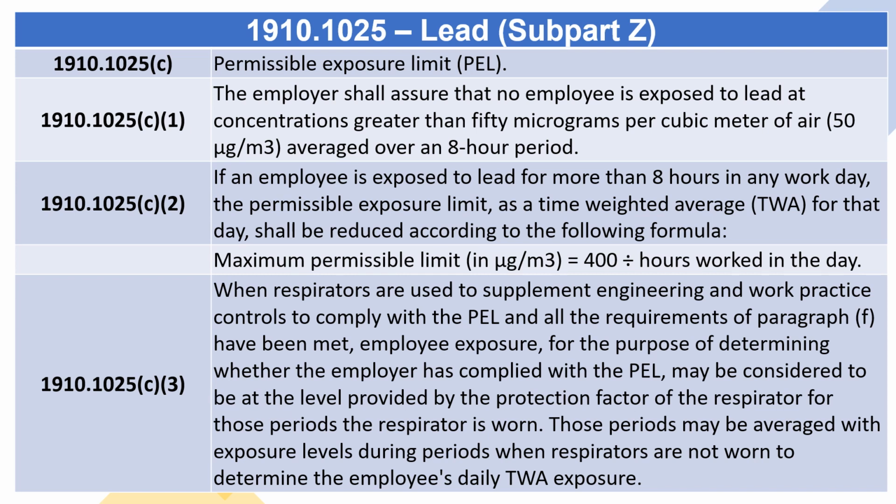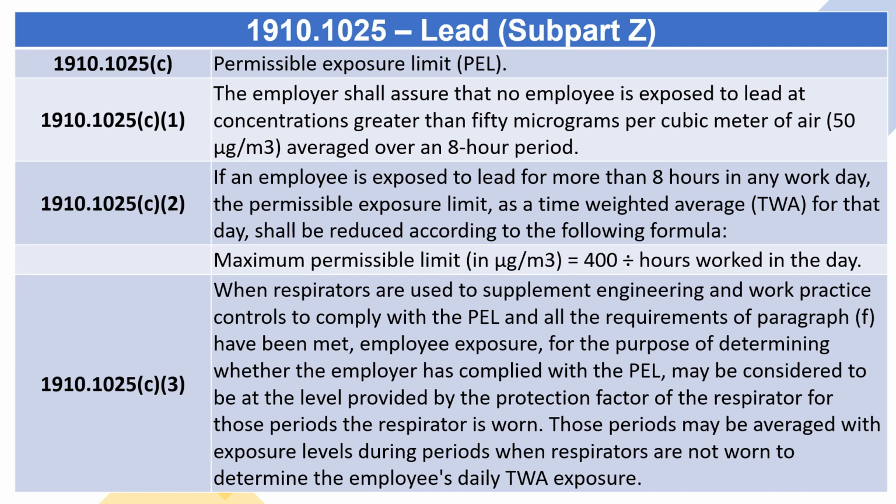1910.1025. C. 2. If an employee is exposed to lead for more than 8 hours in any workday, the permissible exposure limit, as a time-weighted average, TWA, for that day, shall be reduced according to the following formula. Maximum permissible limit, in micrograms per cubic meter, equals 400 divided by hours worked in the day.